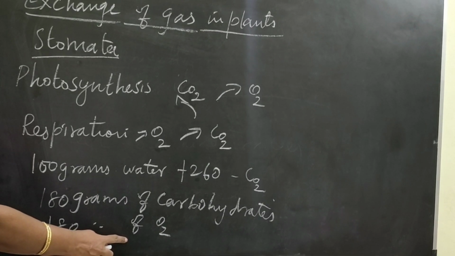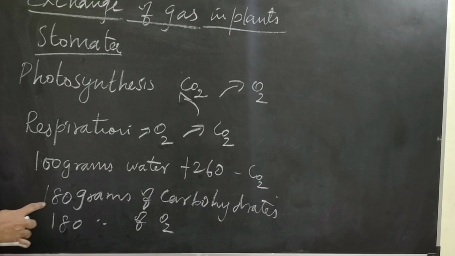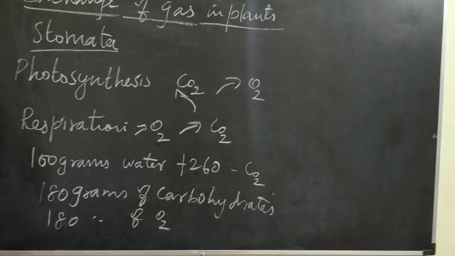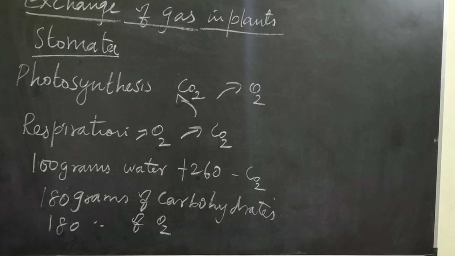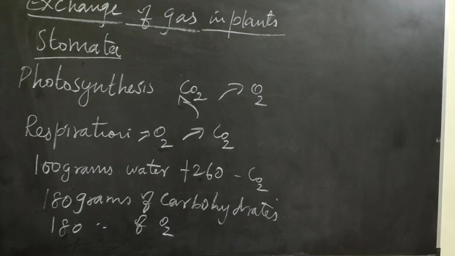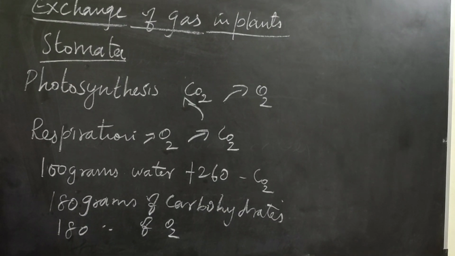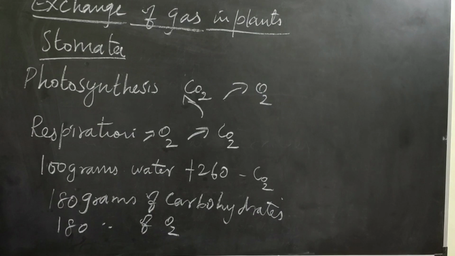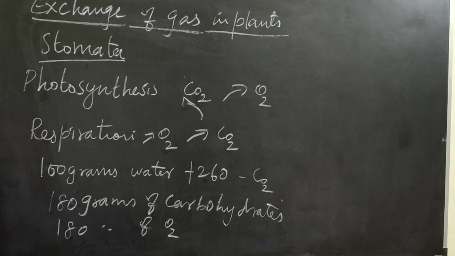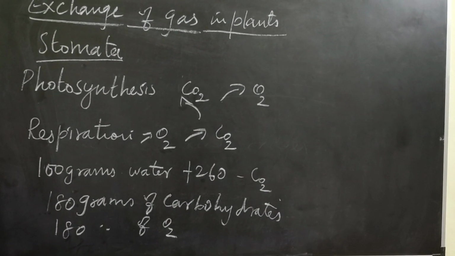But the plant does not use all the water it absorbs through its roots to produce carbohydrate. Actually, most of this water evaporates in the air. Plants use only 1% of water absorbed and the remaining 99% is lost through transpiration. Listen, children, plants use only 1% of water absorbed and the remaining 99% is lost through transpiration.